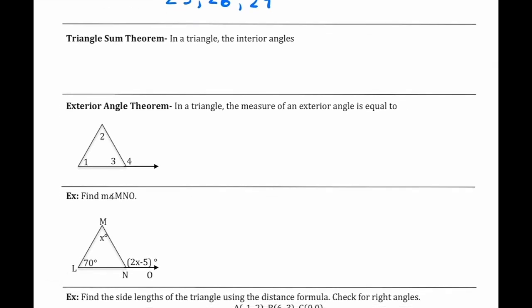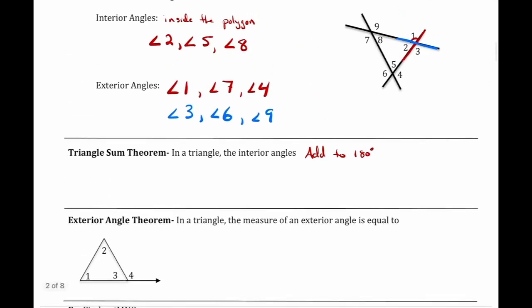in a triangle, the interior angles are going to add to 180 degrees. So, for our picture up here, that means that the measure of angle 2, plus the measure of angle 8, plus the measure of angle 5 are going to equal 180 degrees. And we could obviously use that to solve problems.